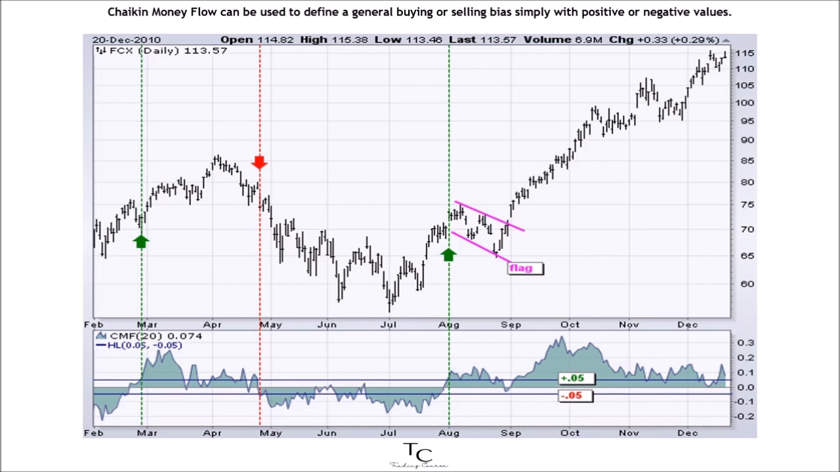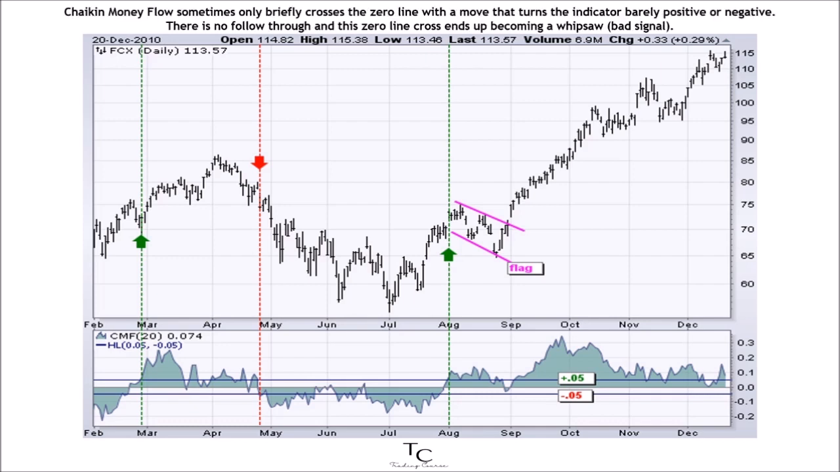Chaikin money flow can be used to define a general buying or selling bias simply with positive or negative values. The indicator oscillates above or below the zero line. Generally, buying pressure is stronger when the indicator is positive and selling pressure is stronger when the indicator is negative. While this zero-line cross seems simple enough, the reality is much choppier.